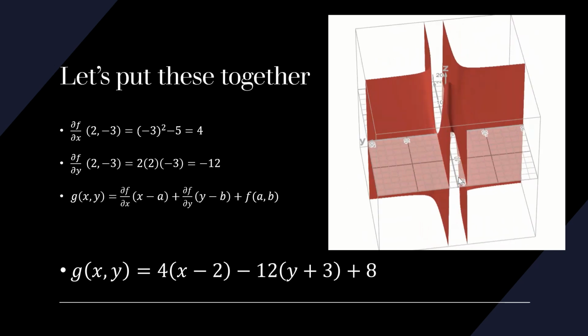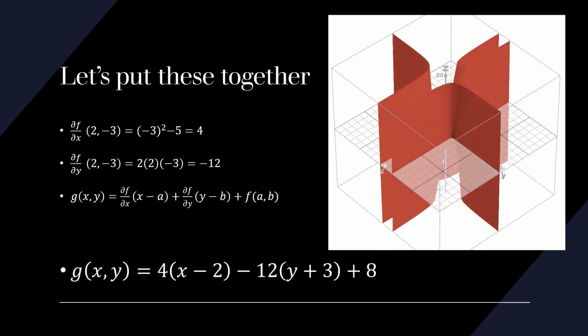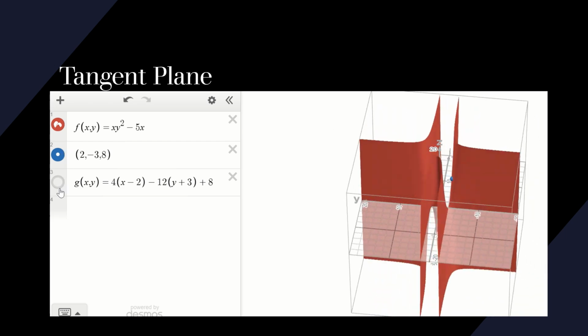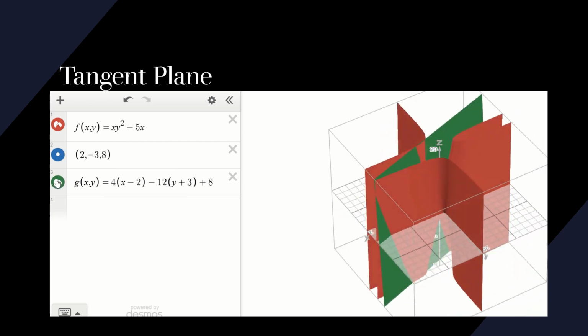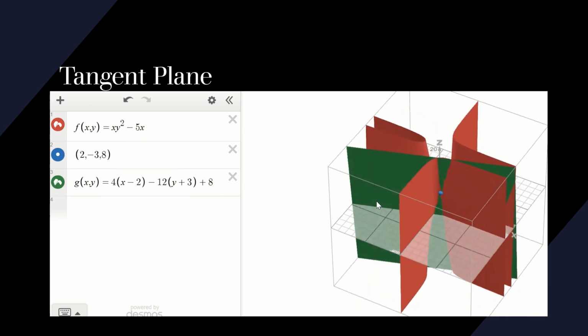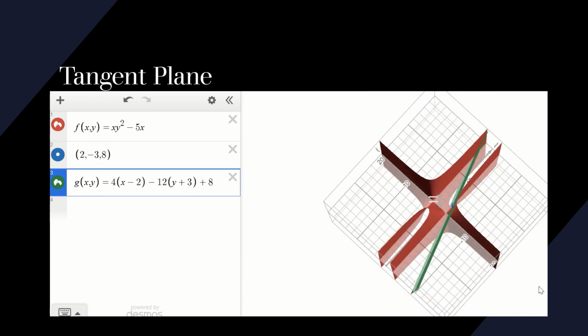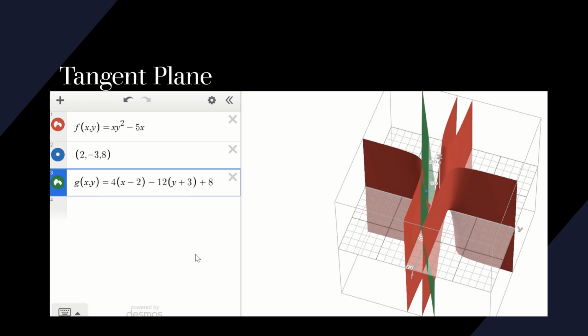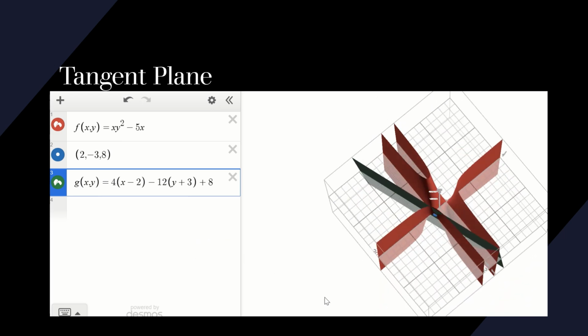So let's put all of these things together and look at that beautiful tangent plane. Look how nice it is. It goes right through there, see? This nice little slice. Beautiful. Right through that point that we defined earlier.